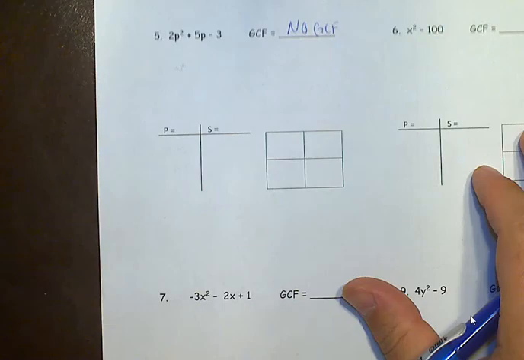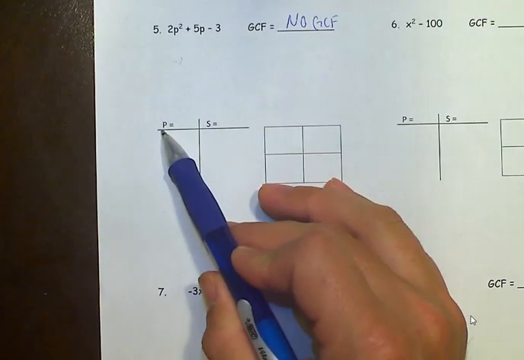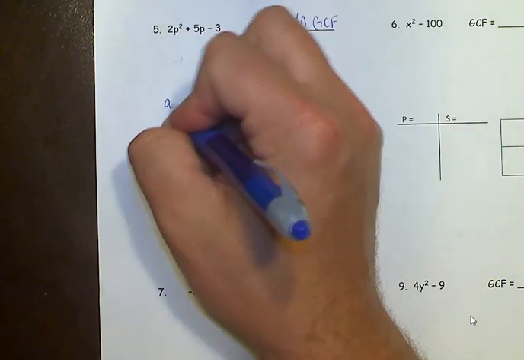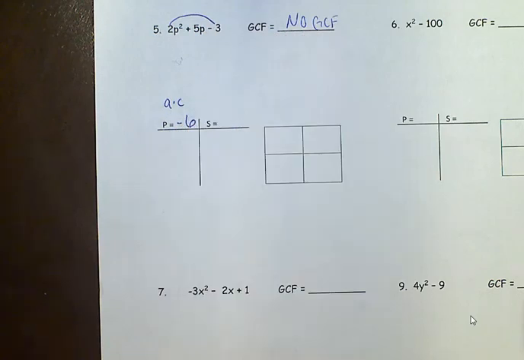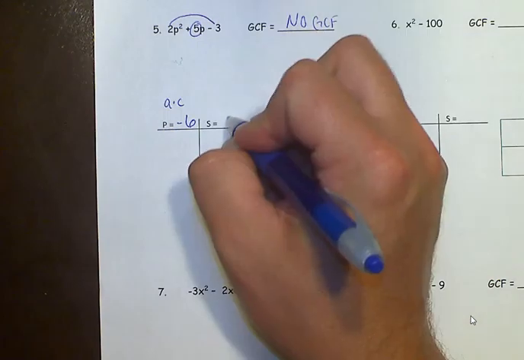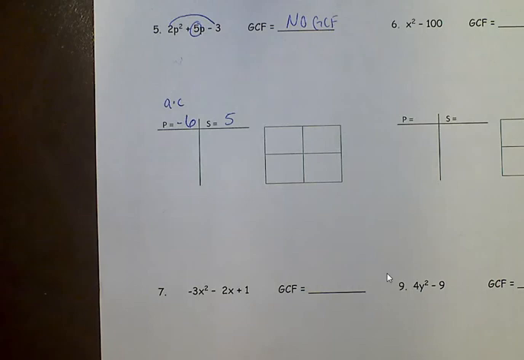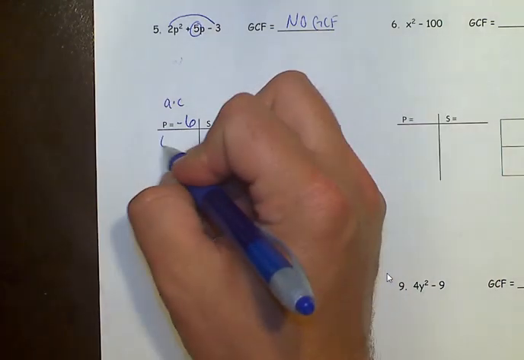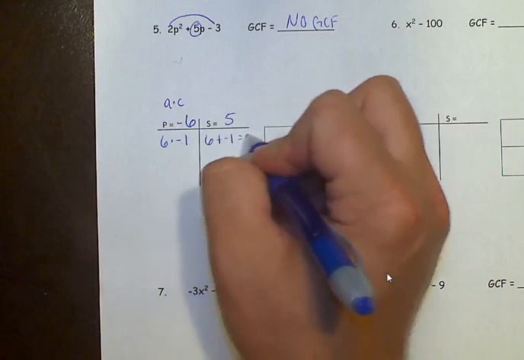My P here is going to be my A times C, so that's 2 times negative 3, which is negative 6. My sum is going to be this term right there, so 5. And I know that 6 times negative 1, 6 plus negative 1 equals 5. So those are going to be my terms.